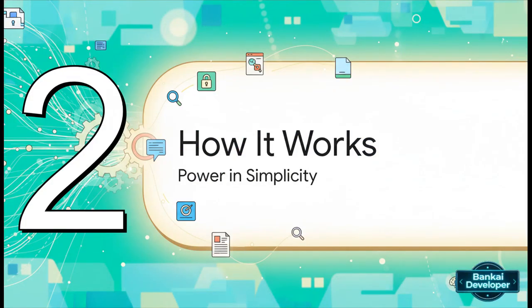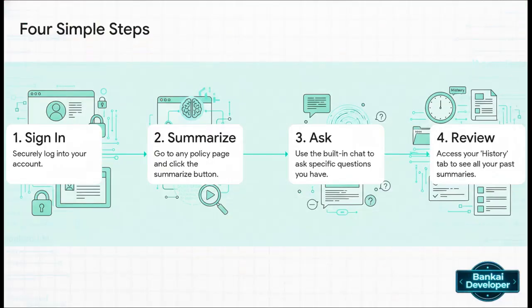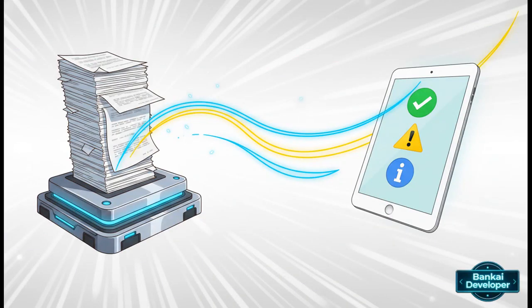Okay, sounds pretty cool, right? But how does it actually work? Well, the real power here is just how incredibly simple it is to use. It's literally this easy. First, you sign in. Then, whenever you land on one of those long policy pages, you just click the extension button. That's it. From there, you can even ask it specific questions using the chat, and everything you summarize is saved in your history. It's that simple. And the speed is just, wow. We're talking about taking thousands upon thousands of words of dense legal text and boiling it down to the key things you need to know. And it does it all in just a few seconds.